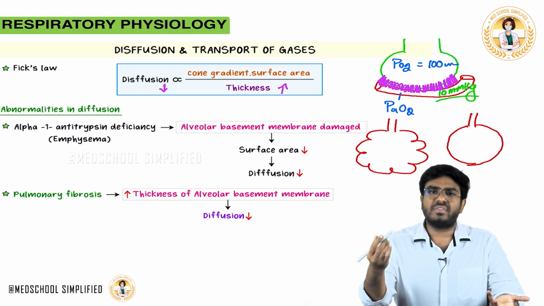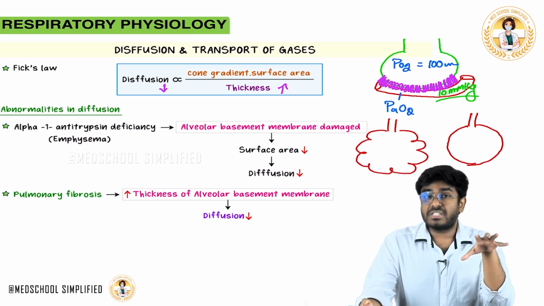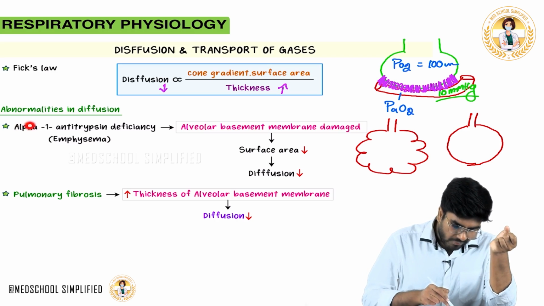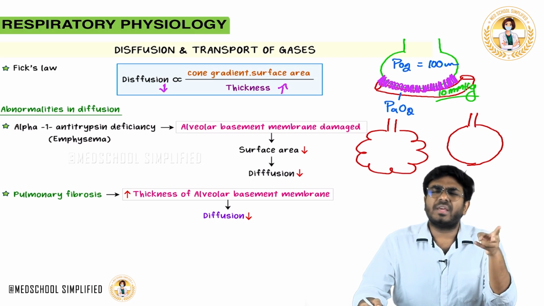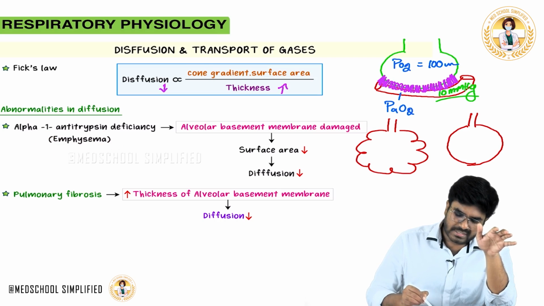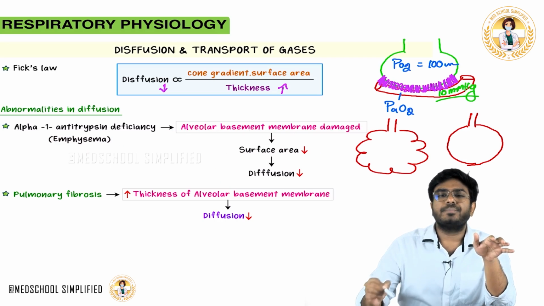Of course, the type of emphysema will be different. If I am a smoker, I will develop emphysema, of which type? Centriacinar emphysema. Alpha-1 antitrypsin deficiency will cause panacinar emphysema. So different types of emphysema are there. But at the end of the day, in emphysema, what happens? The alveolar basement membrane is damaged and surface area is decreased, so diffusion decreases.